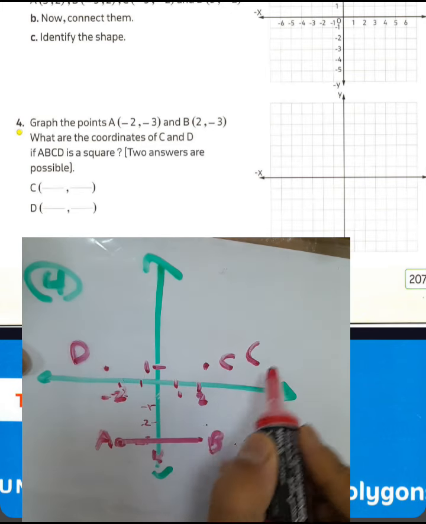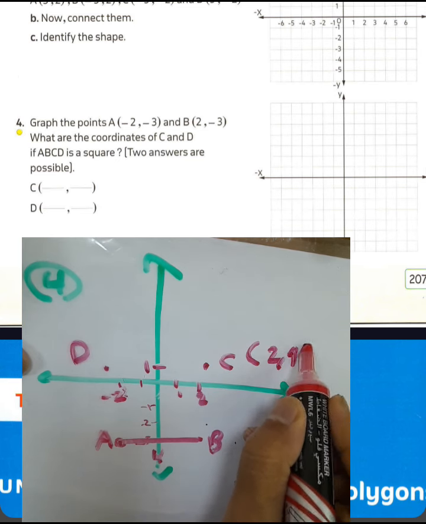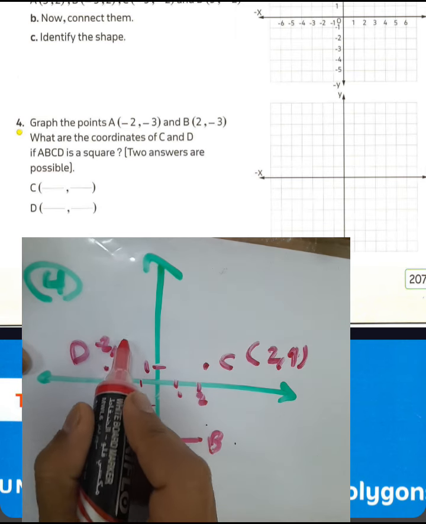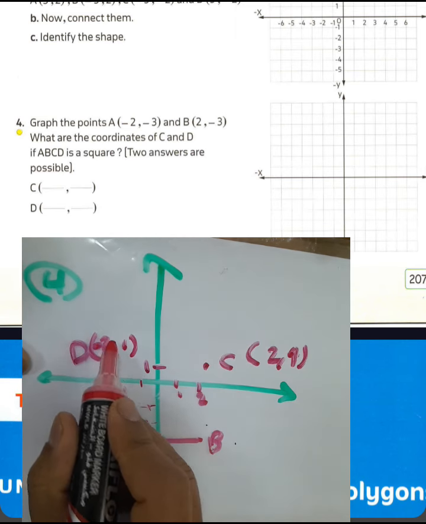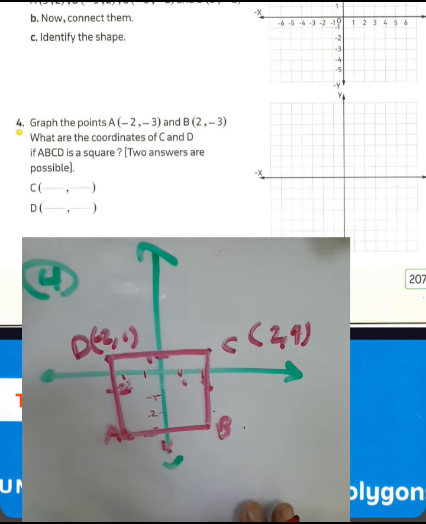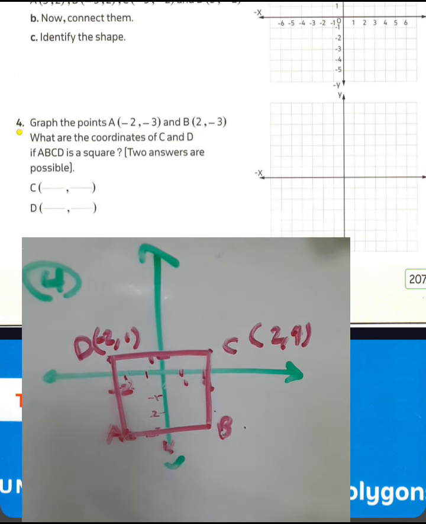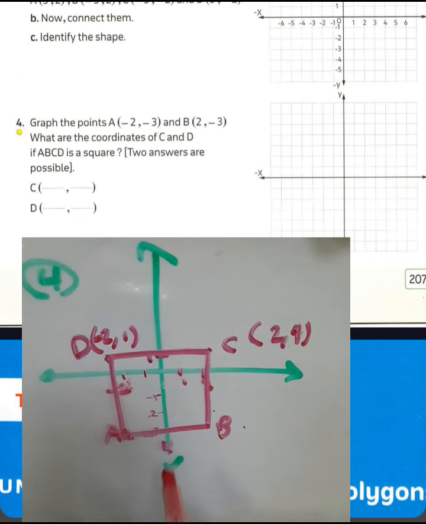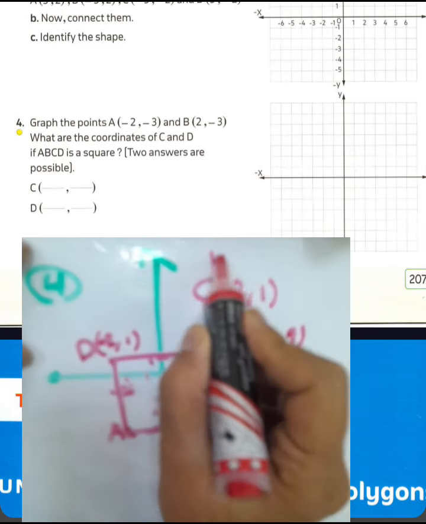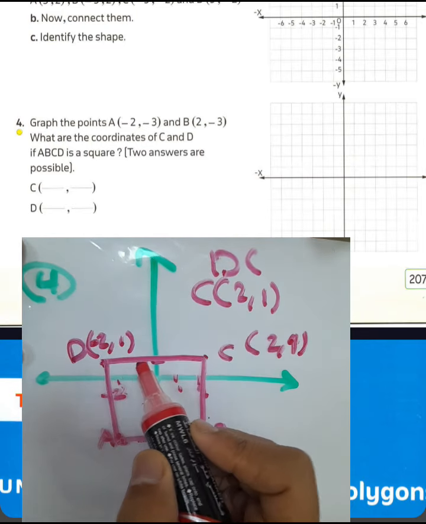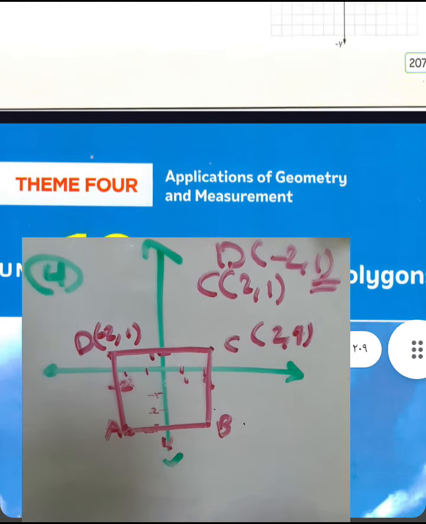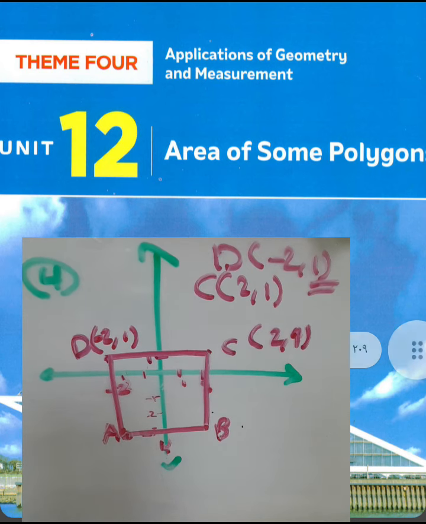C will be (2, 1), and here (-2, 1), okay, and then draw a square. We have here a square, okay. Then the point C will be (2, 1), okay, C (2, 1), and point D will be what? (-2, 1). Okay, it's the result for the last question here. Okay, understood.